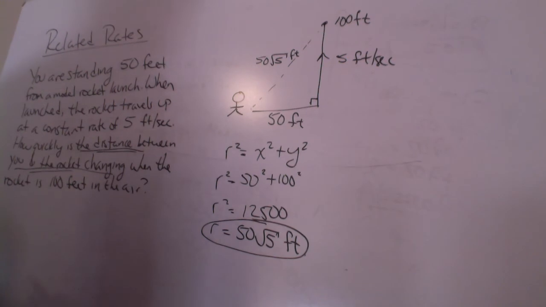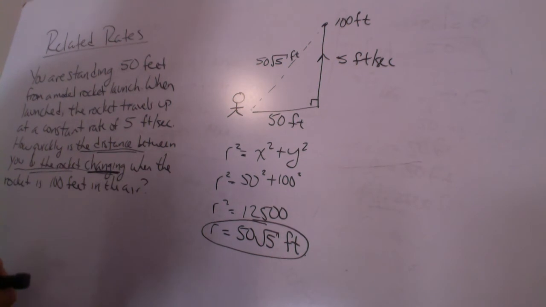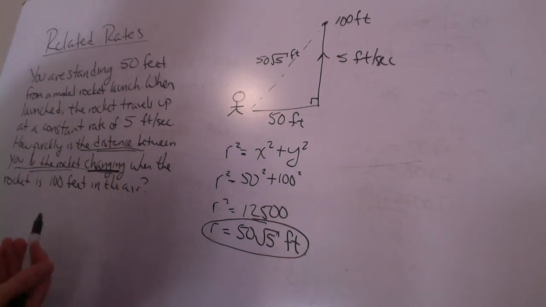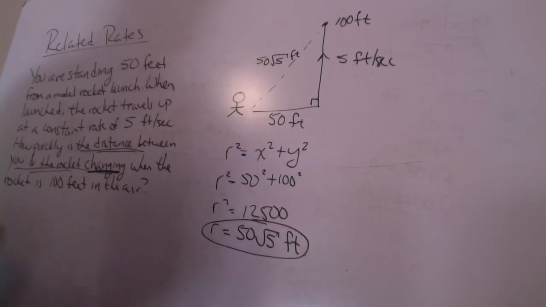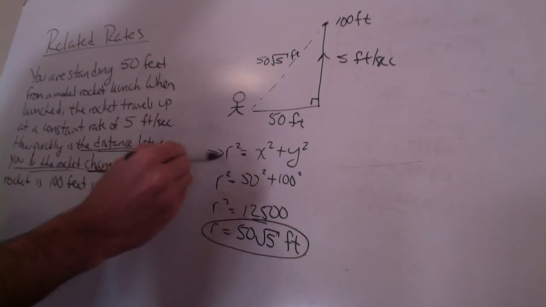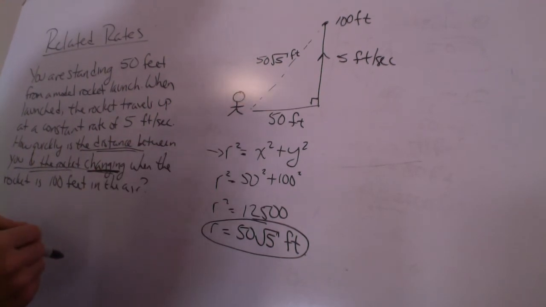The question, though, is asking how quickly is R changing, right? This word changing tells us that I should have a rate in mind, and to find how quickly something's changing, I think, oh yeah, that's a derivative, right? Derivatives tell us rates of change. So what I'm going to do here is take this equation that I know for sure, and I'm going to differentiate it.